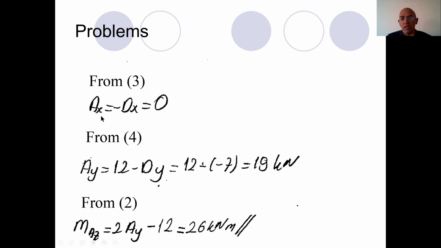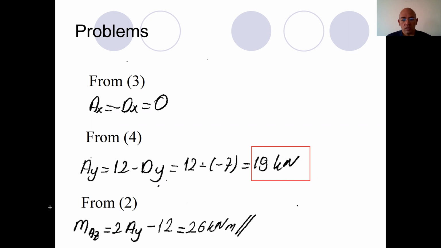Now from equation 3, AX is equal to minus DX. As a result, it is equal to 0. From equation 4, AY is equal to minus 12 minus DY. So remember that DY is equal to minus 7. This gives us 19 kilonewtons. So the support at A does not carry any load in x direction, but in y direction there is a reaction force of 19 kilonewtons.